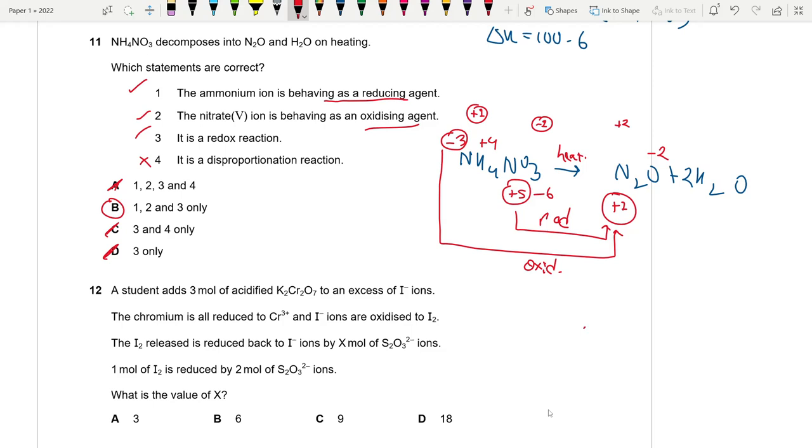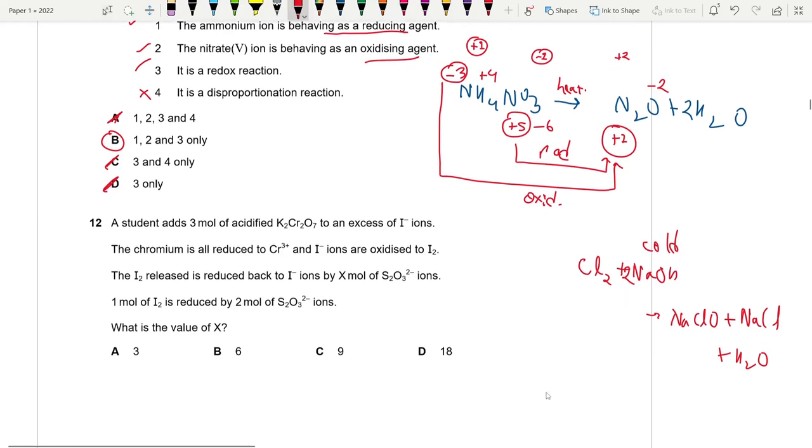Do you want an example of a disproportionation reaction? Suppose chlorine plus cold NaOH gives NaClO plus NaCl plus H2O. Get it? So yeah, this same chlorine, which was at an oxidation number of 0, turned into plus 1 and minus 1. The same chlorine did that. That's why it's a disproportionation reaction, okay?